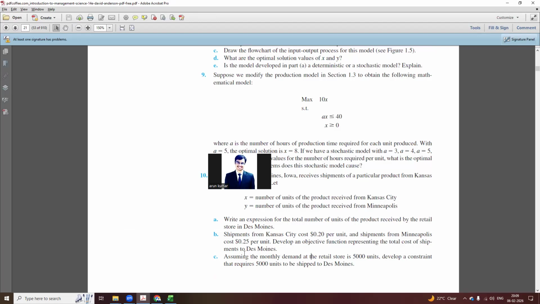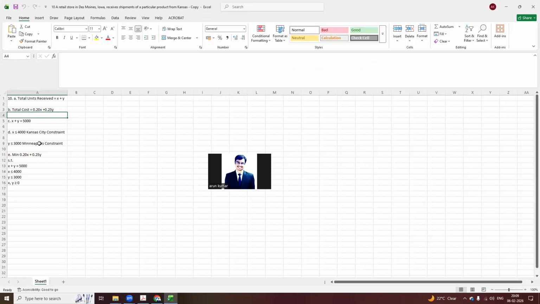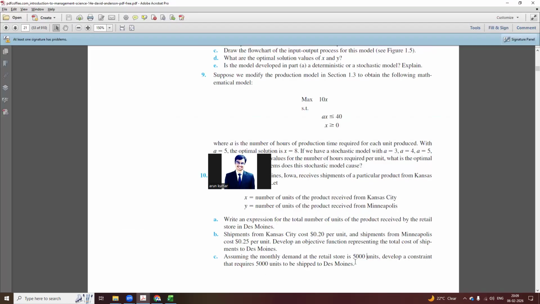Now we have part C: assuming the monthly demand at the retail store is 5,000 units, develop a constraint that requires 5,000 units to be shipped to Des Moines. So this is part C, which is X plus Y equals 5,000. Both variables satisfy this part C solution.